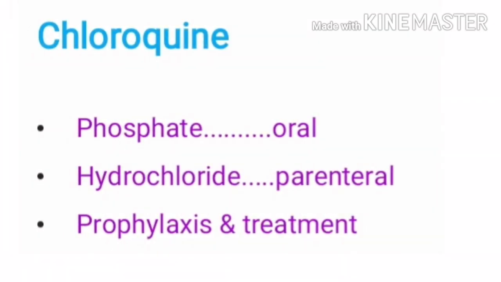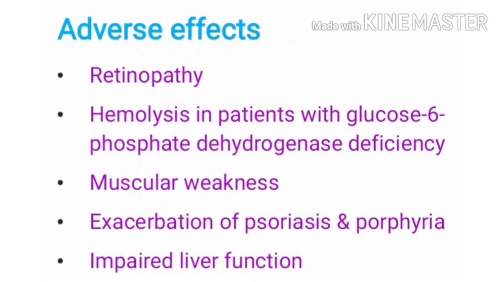Chloroquine is available in phosphate and hydrochloride form. The phosphate form is used in oral preparations and the hydrochloride form is used in parenteral preparations. This is used for the prophylaxis and treatment of malaria. Now we'll see the adverse effects of chloroquine.